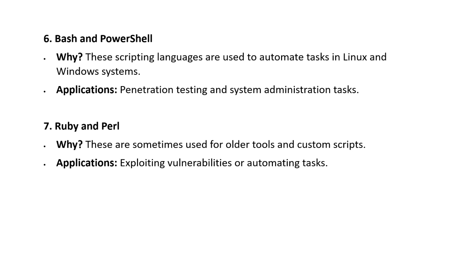7. Ruby and Perl. Why? These are sometimes used for older tools and custom scripts. Applications: exploiting vulnerabilities or automating tasks.